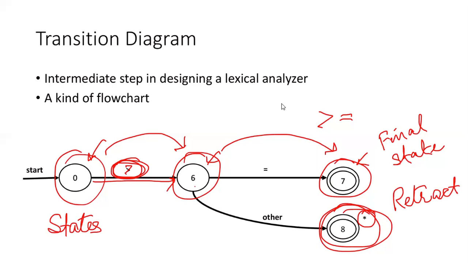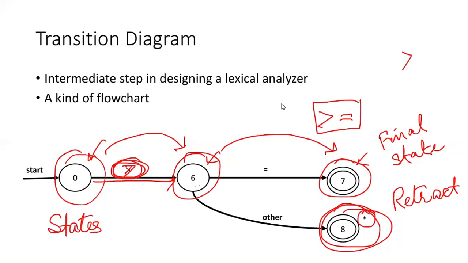So let me explain it through this diagram. I'm in state 0. I get the greater than symbol. I come to state 6. From state 6, I see the equal symbol. I go to state 7. So that means I have found the lexeme greater than or equal to. But after reading the first character, I got greater than, I have come to 6. Then from 6, I did not get equal. I got something else.